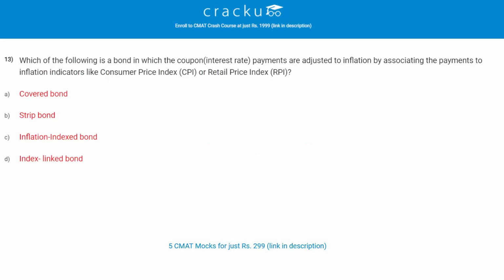Let's check the another question. Which of the following is a bond in which the coupon interest rate payments are adjusted to inflation by associating the payment to inflation indicators like consumer price index or retail price index? So the correct answer is D. Index linked bond.